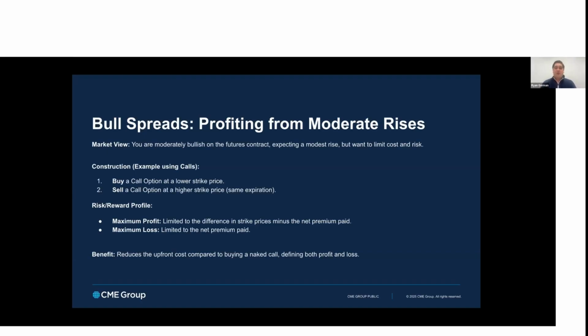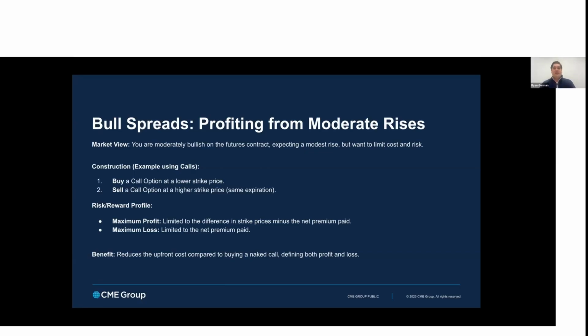So when you look at any option, it's going to have a price. Basically, you're buying one and you're selling another, and that difference is going to be the price you pay for that bull spread. Whatever that price is going to be is super important to understand. And then the maximum loss is limited to the net premium that you paid.